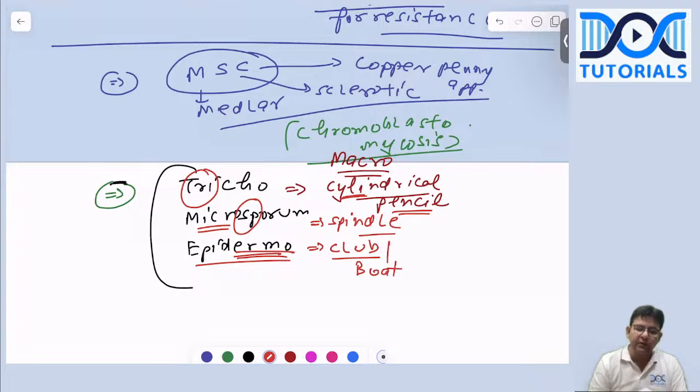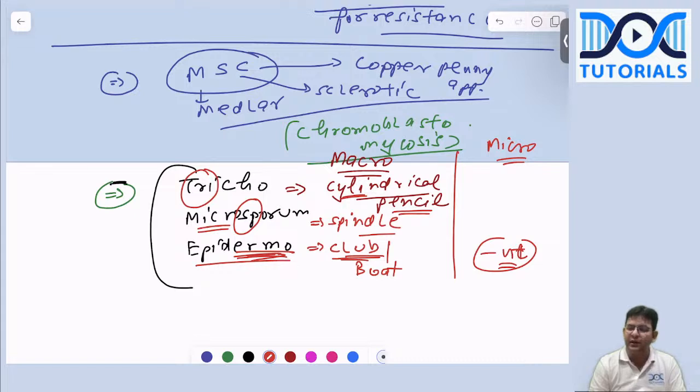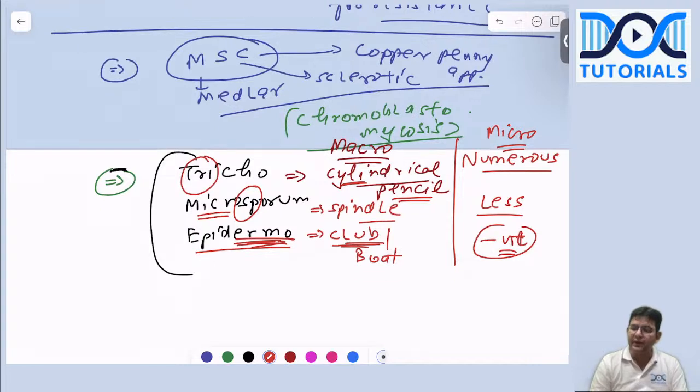That is the macroconidia. Now, what about the microconidia? In Epidermophyton, it is absent. In that derma club, which is an adult club, children are not allowed. Micro means small, so fewer microconidia. And numerous microconidia is a feature of what, guys? Trichophyton.